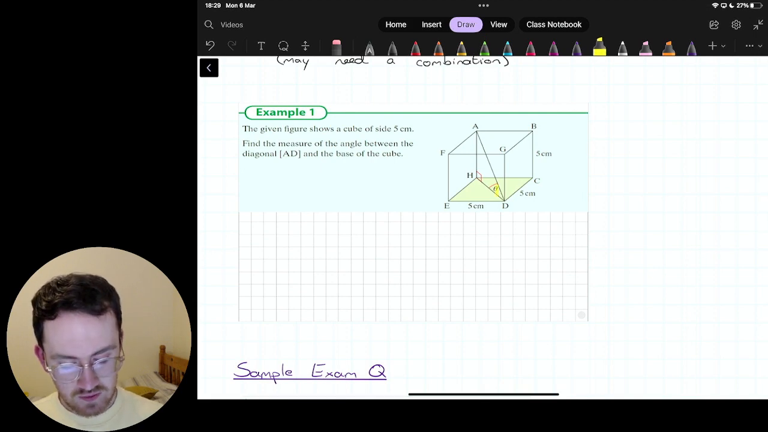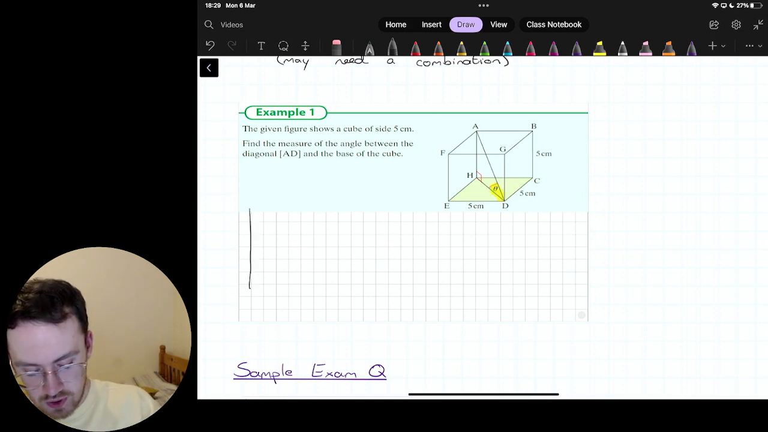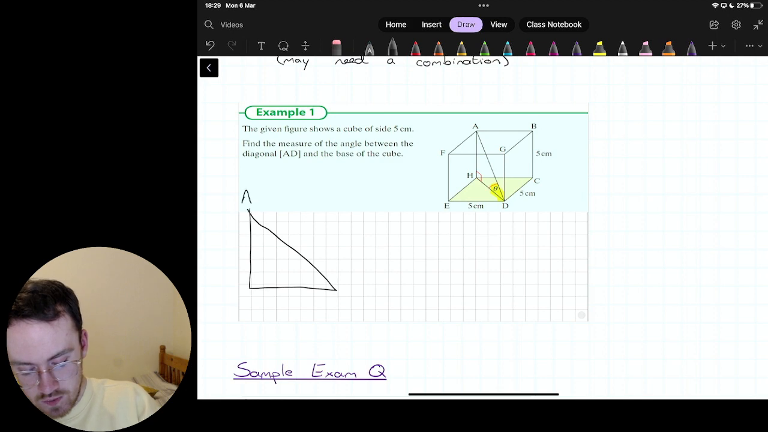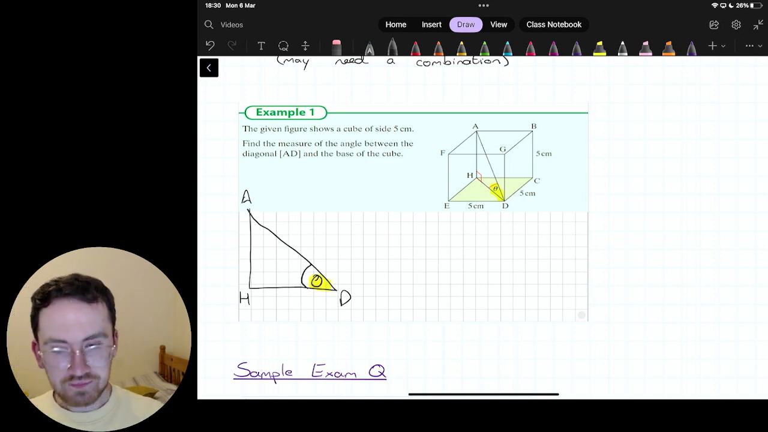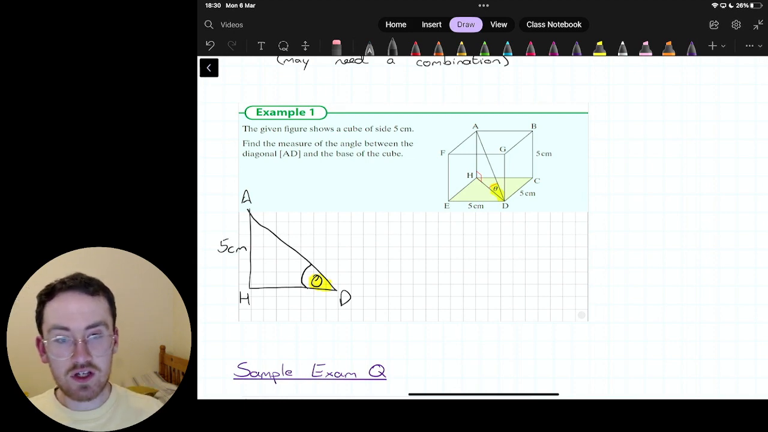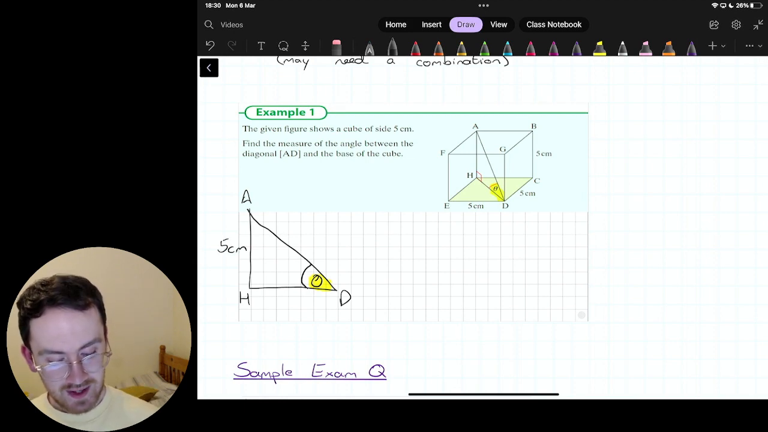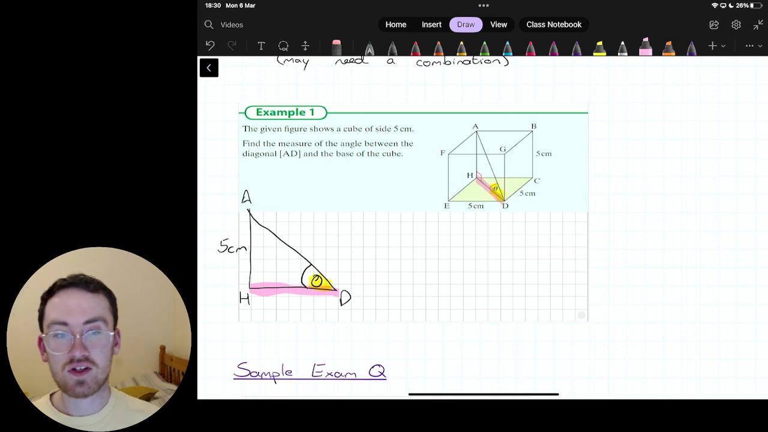Looking at this question here, we have a cube with sides 5 centimeters, and we're looking to find the measure of this angle here. If we sketch out the triangle, AHD, we want this angle theta. We know that AH is 5 centimeters because it's a side of the cube. If we could find this side HD, then we could use that in solving the whole triangle.